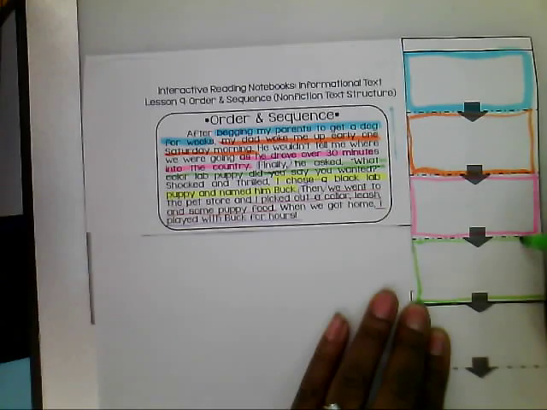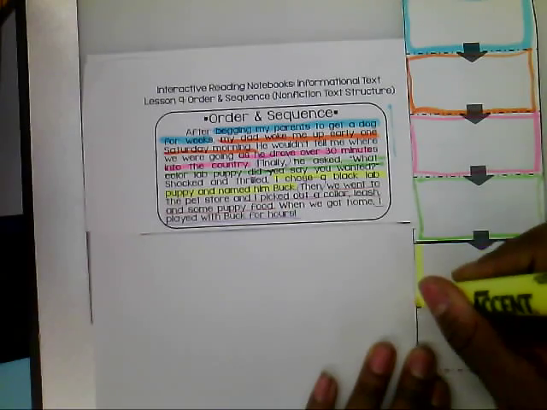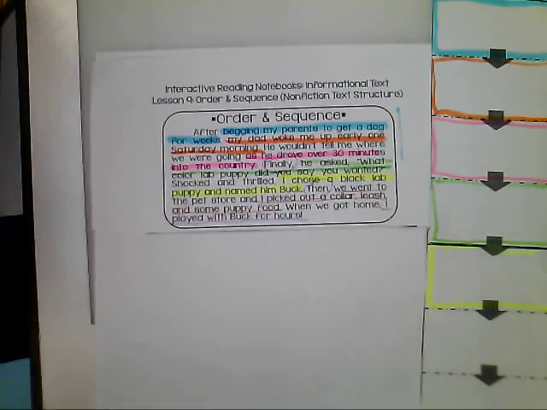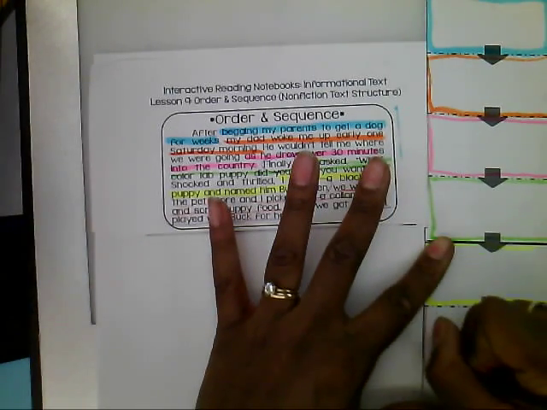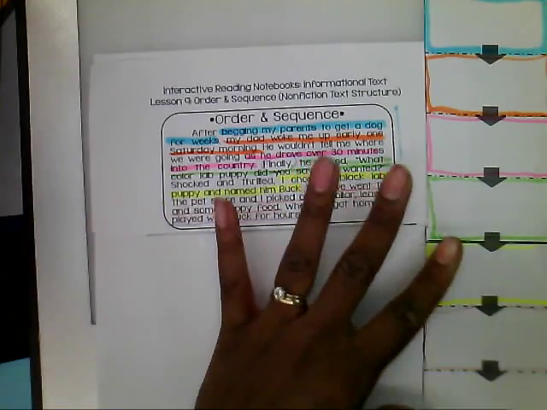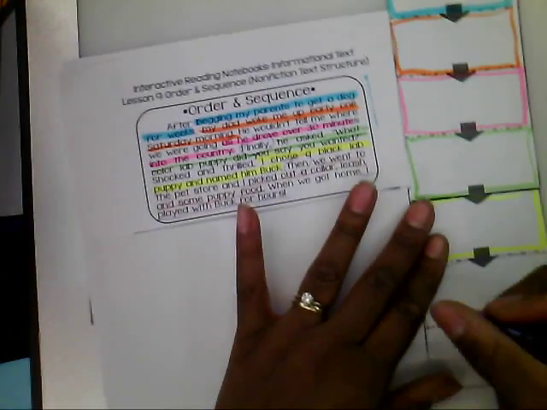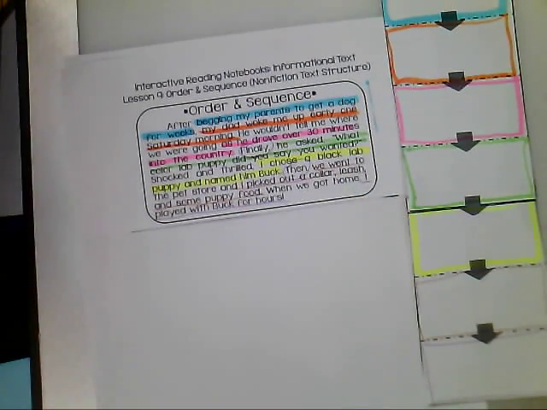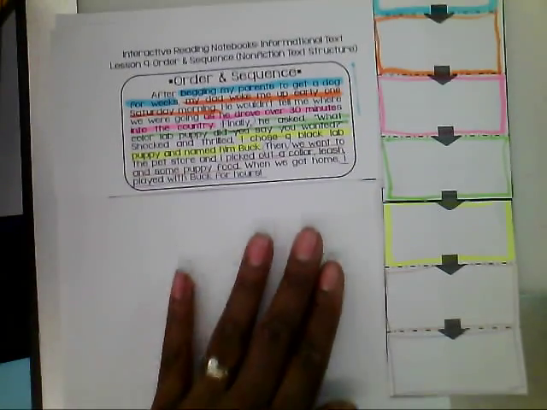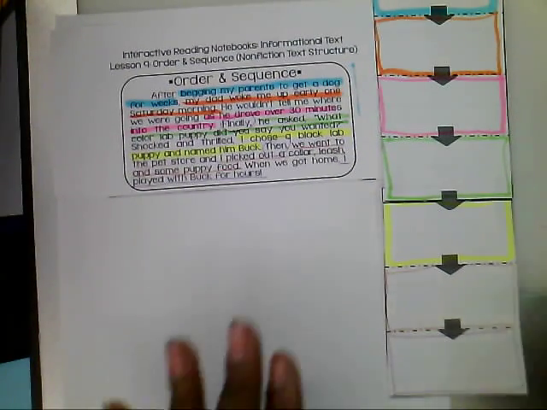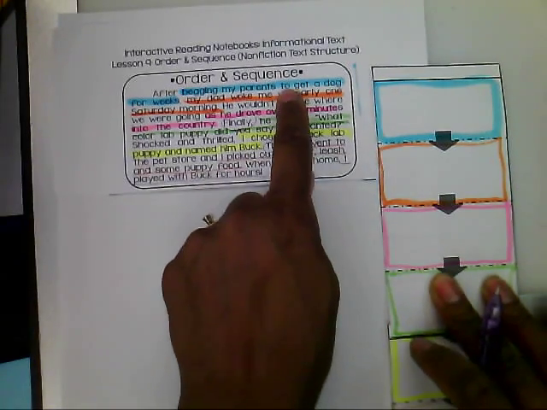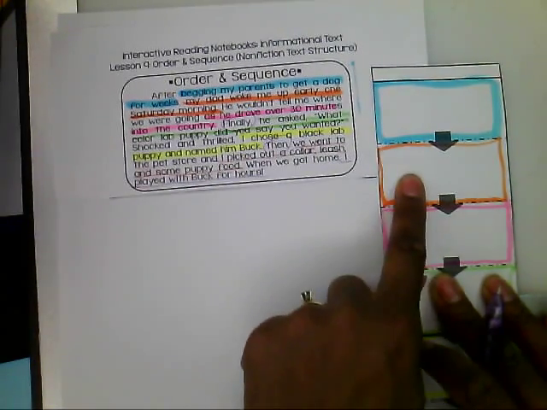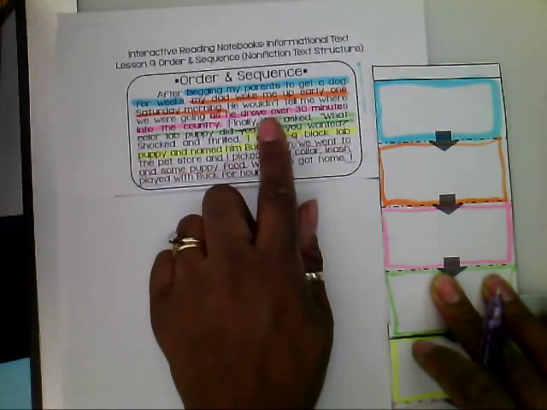Green was the next color that I used. And then my yellow. Followed by my red. And finally, I used my purple. Okay, there we go. The next thing that needs to happen is you need to transfer the information from the text to each of the correct boxes. I'm not going to show you how to do that because you can do that on your own.